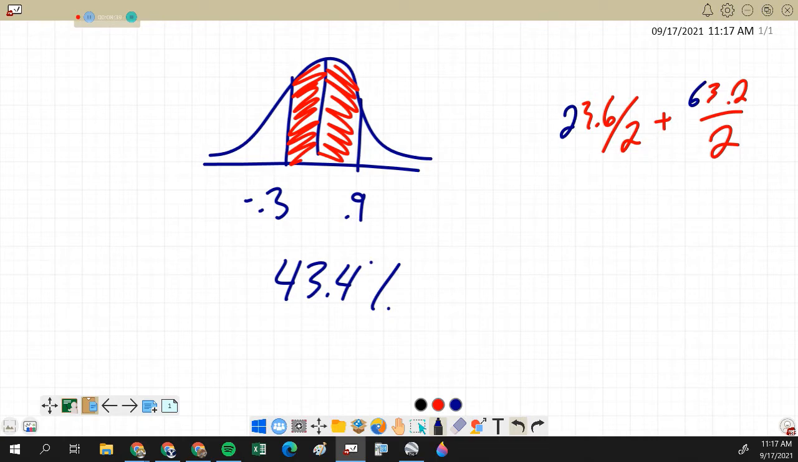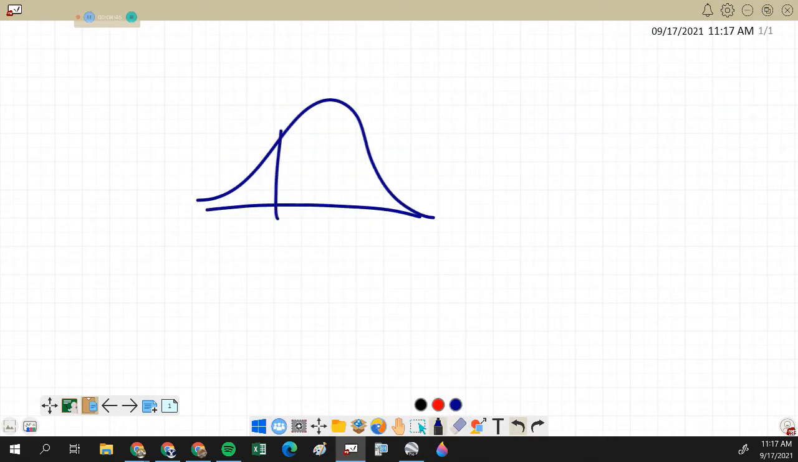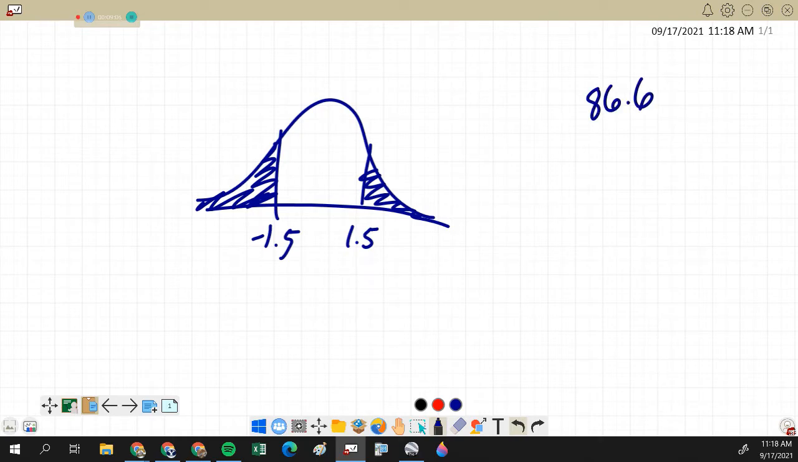Okay, outside negative 1.5 and 0.5. So this is a little bit of a weird question. It wants to know how much is here. How do I figure that out? So find the 1.5 answer, which is 86.6. And just take 100 minus 86.6, and we get 13.4.